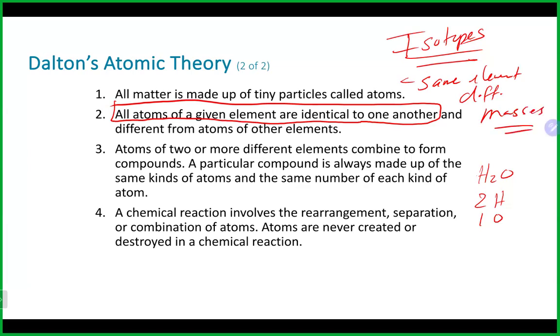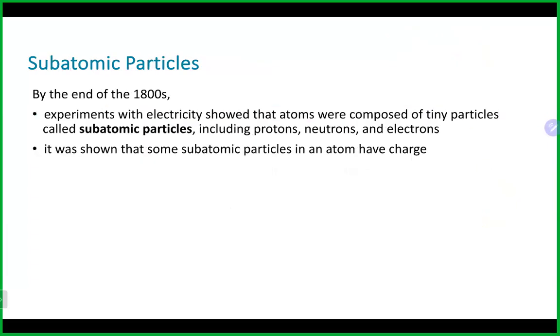Somebody's got to have a little bit more weight than somebody else. That means they have different particles present as well. So those two parts of Dalton's atomic theory are not so correct. Really, the existence of those isotopes disproves the idea that all atoms of the same element are going to be identical to each other.